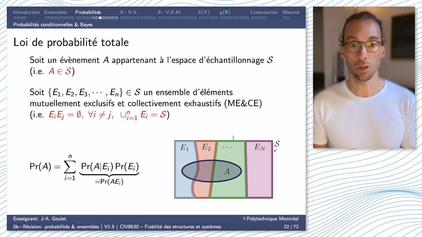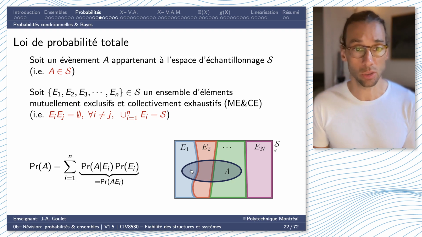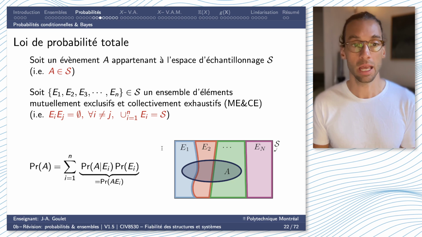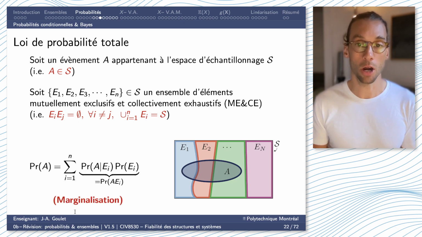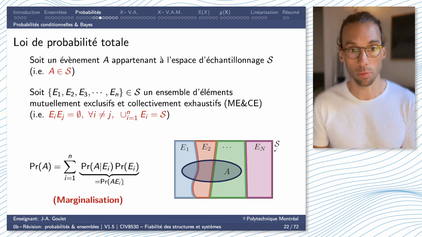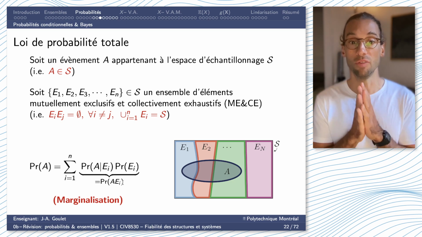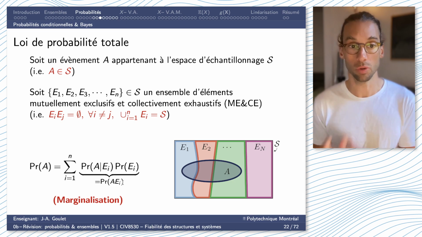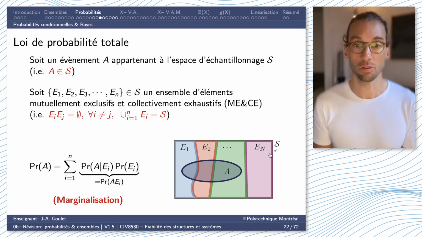We can represent this on a Venn diagram. I have my n mutually exclusive, collectively exhaustive events, and I have A that can overlap some or all of these events. So I can define the probability of A through the intersection of A and Ei. The product here gives me the probability of the intersection of A and E1, plus A and E2, A and E3, etc. This operation is akin to marginalization. I have joint probability, and I sum over the variable I want to remove. In this case, my events are mutually exclusive, collectively exhaustive.